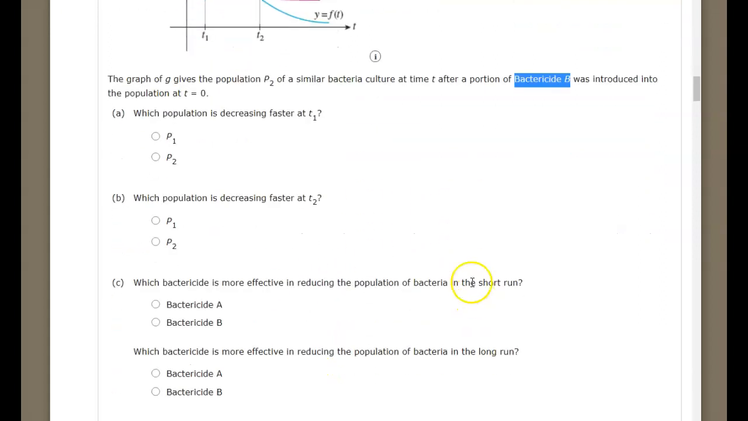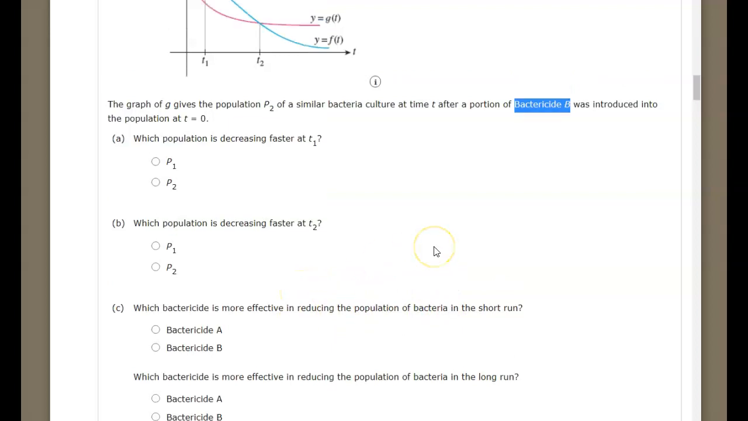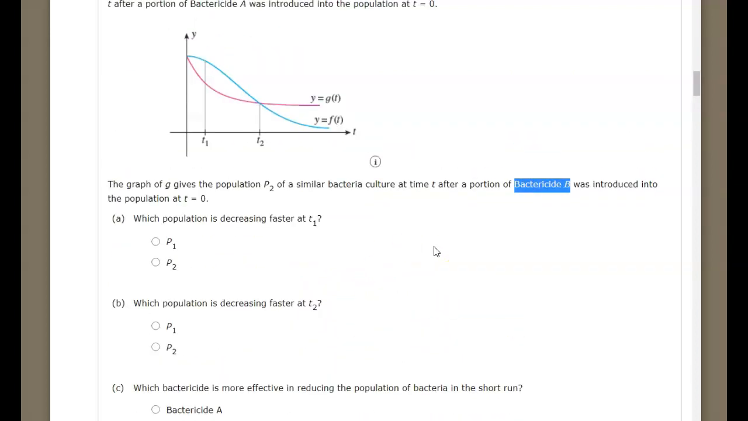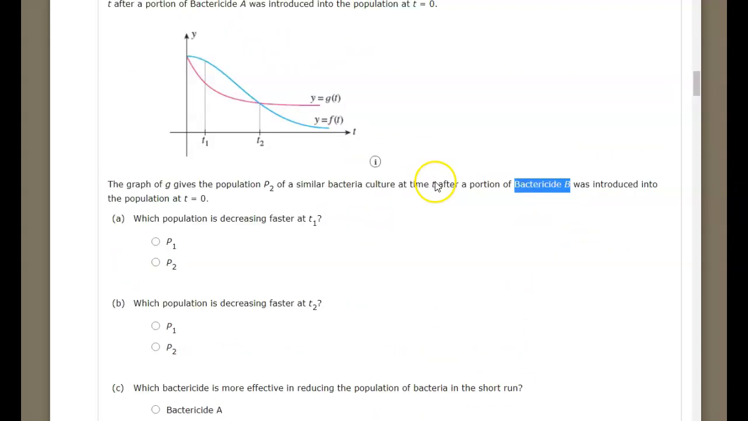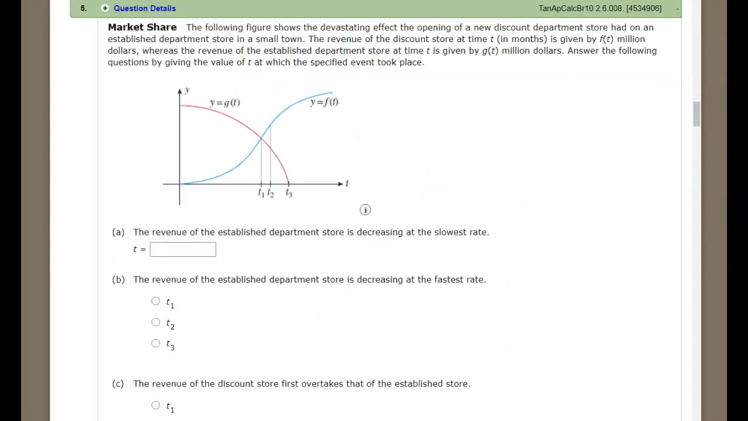And then they ask you which bactericide is more effective in reducing the population in the short run. So which one reduced it quickest first, and which one is reducing quickest in the long run, or has more effective behavior in the long run. For number 5, I'll just give you a small hint.